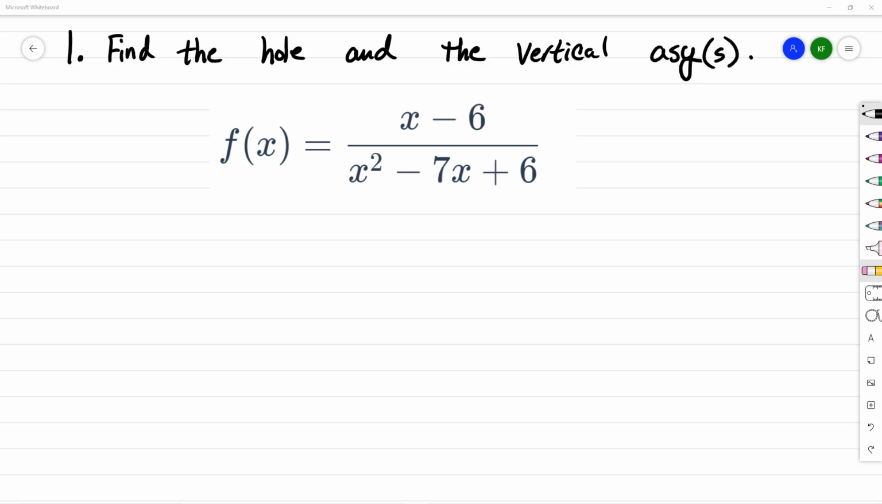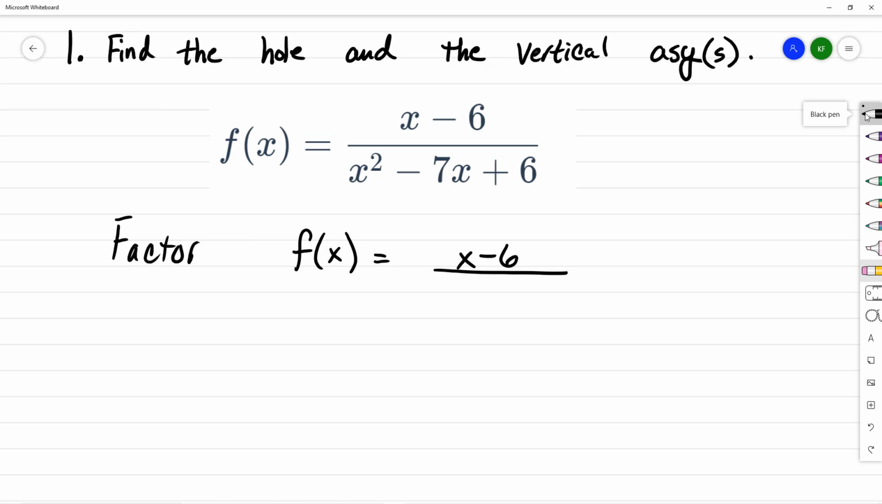So here's our first problem. We're going to find the hole and the vertical asymptote or asymptotes, depending on the problem. So go ahead and write down the function. The first thing you're going to do is factor. So you're going to factor this function, which, oh my gosh, how many times have you factored these functions? Which maybe makes you understand right now why the factoring was hit so hard in the class, as far as how many times you had to do it.